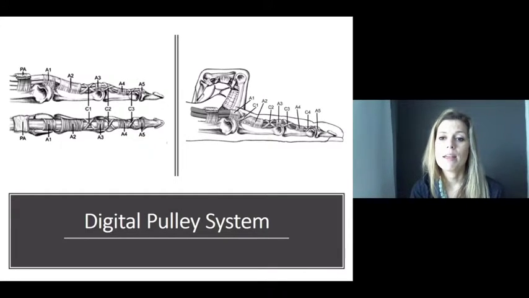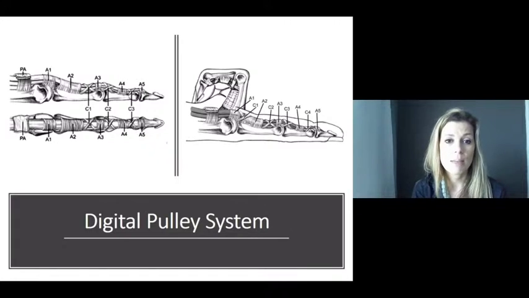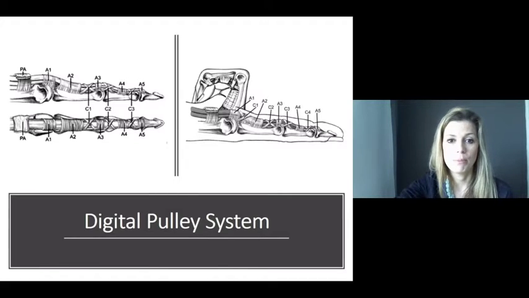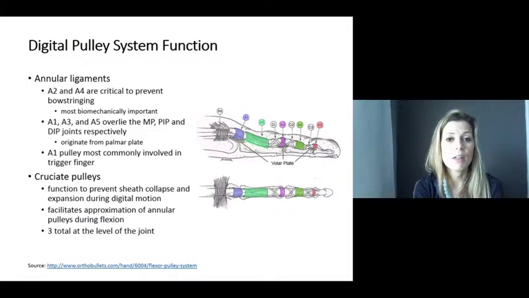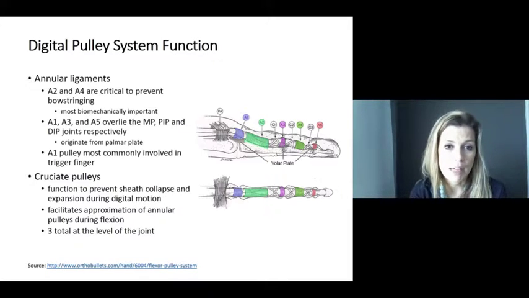Okay, here we can see there are also cruciate ligaments. These are the kind of X-shaped ligaments. We've got C1, C2, and C3 that also help support those tendons to the bone. The really key annular pulleys to think about for functional use are A2 and A4. These are critical to prevent bowstringing.